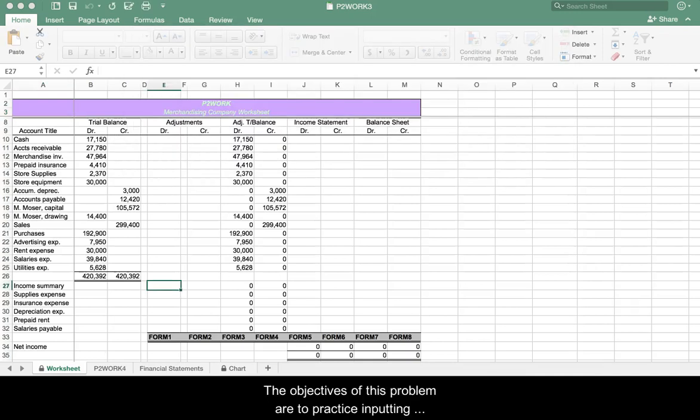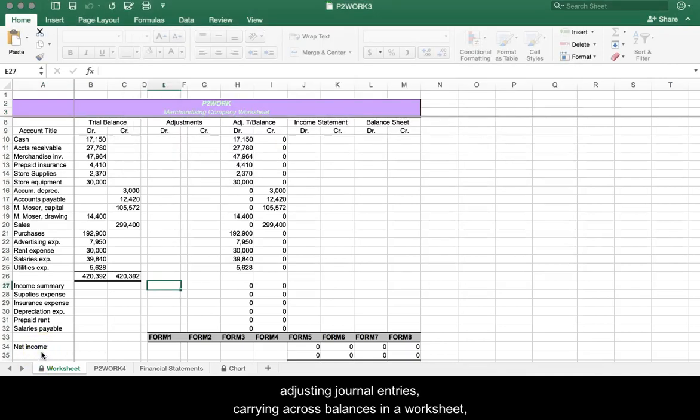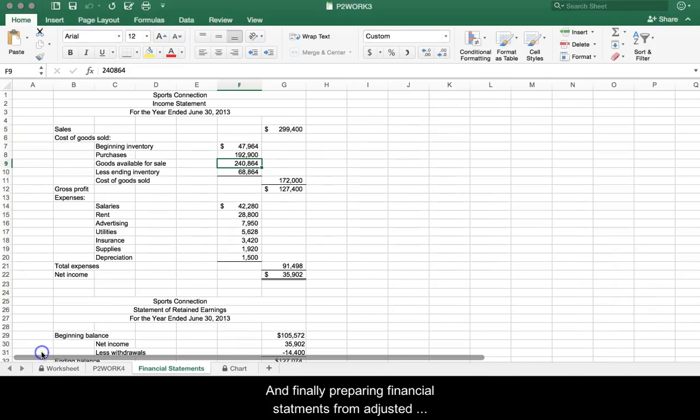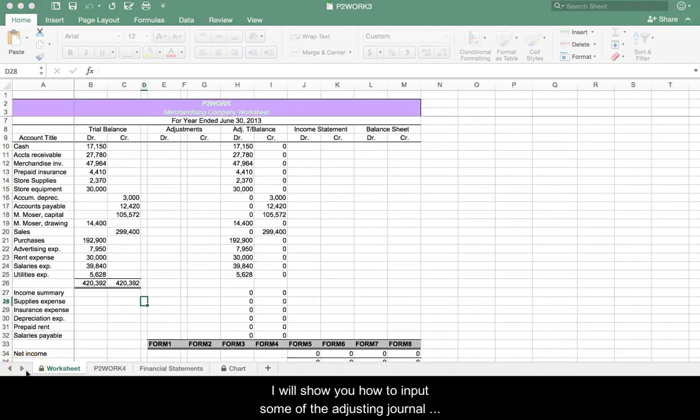The objectives of this problem are to practice inputting adjusting journal entries, carrying across balances in a worksheet, and finally preparing financial statements from adjusted balances of a worksheet. I will show you how to input some of the adjusting journal entries and the formulas.